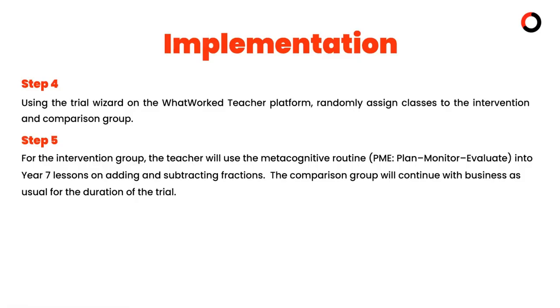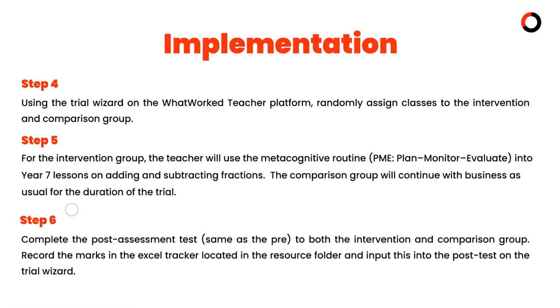In step 5, for the intervention group, the teacher will use the metacognitive routine, which is the PME, in Year 7 lessons on adding and subtracting fractions for independent learning. The comparison group will continue with business as usual for the duration of the trial. In step 6, complete the post-assessment test, which is the same as the pre, to both the intervention and comparison group. Record the marks in the Excel tracker located in the resource folder and input this into the post-test on the trial wizard.